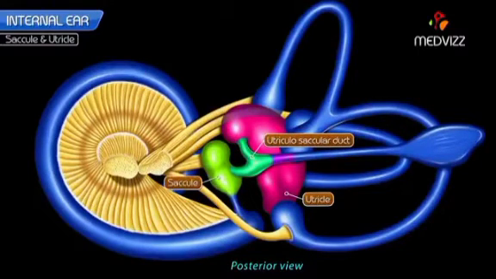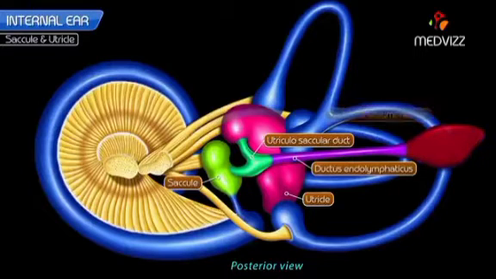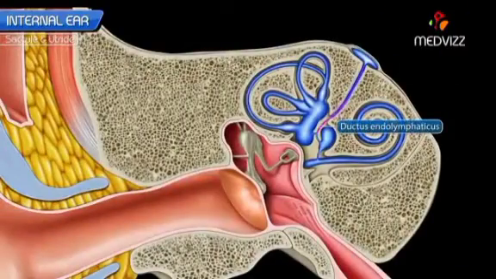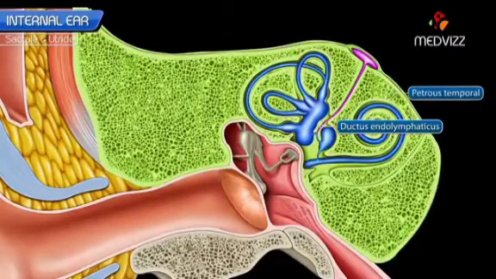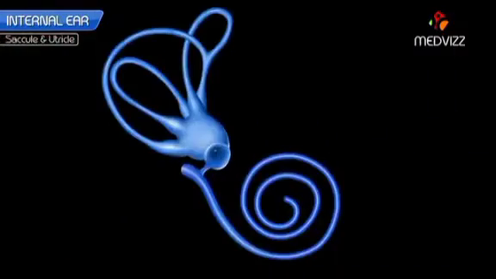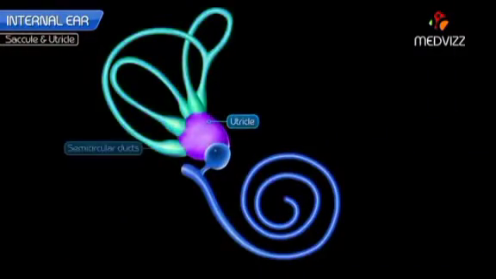The vertical limb of the Y continues as the endolymphatic duct, or ductus endolymphaticus, and its dilated blind terminal end is called the saccus endolymphaticus. The endolymphatic duct passes through the aqueduct of the vestibule in the posterior part of the petrous temporal. Its dilated terminal end projects onto the posterior surface of the petrous temporal, beneath the dura mater of the posterior cranial fossa. The utricle receives the three semicircular ducts posteriorly through 5 openings.